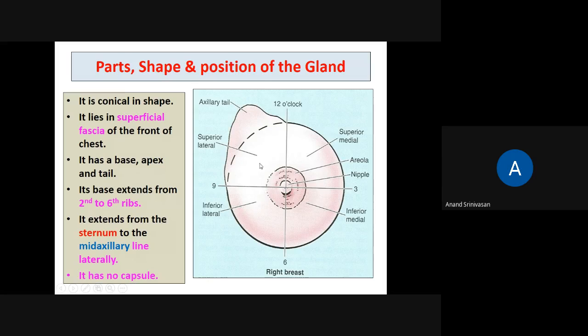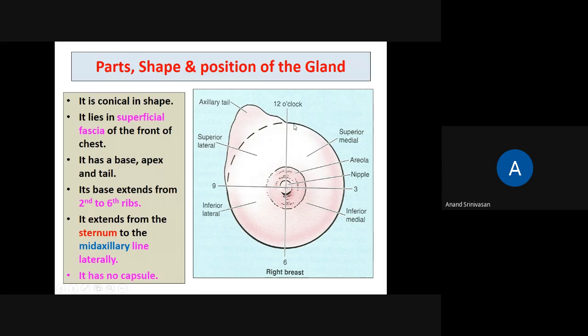The pectoralis major is a muscle in the thorax. The majority of the gland is present in front of the pectoralis major muscle, as well as the serratus anterior muscle, and that's the base. The apex is by the nipple. There is a small extension of the breast tissue into the axilla, and this is referred to as the tail, also called the axillary tail.